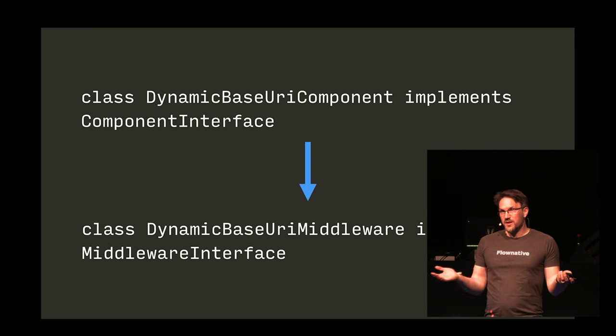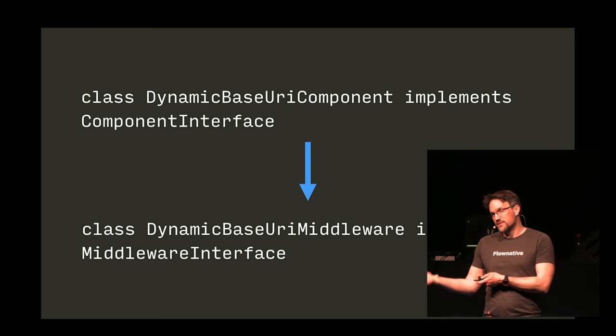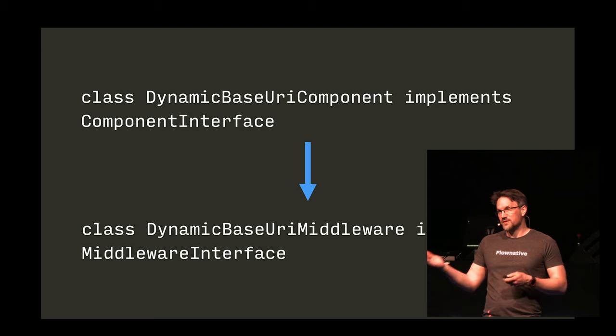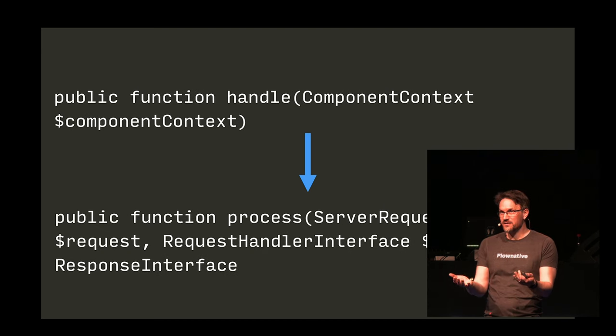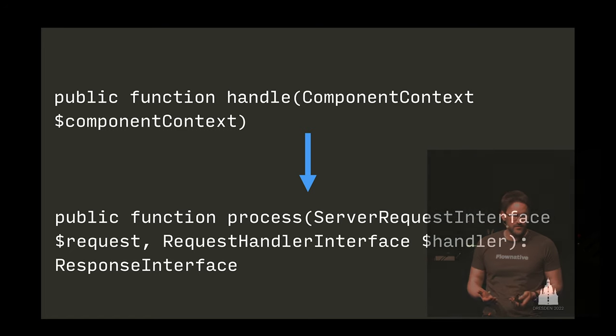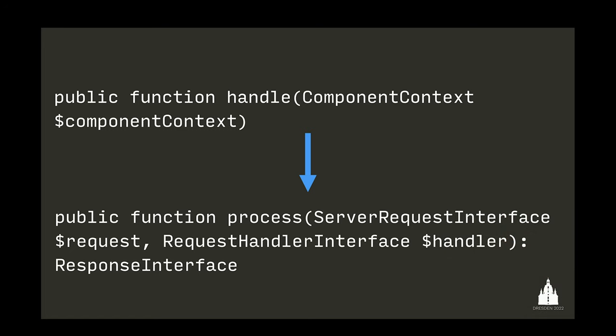Obviously, you need to rename and move the class. It's not a component anymore. It's a middleware now, and it implements a different interface, and it has a different way of handling its task. It's no longer handle component context, but it's a process function. But the business logic inside can probably be kept as is. So it's more or less renovating the facade.